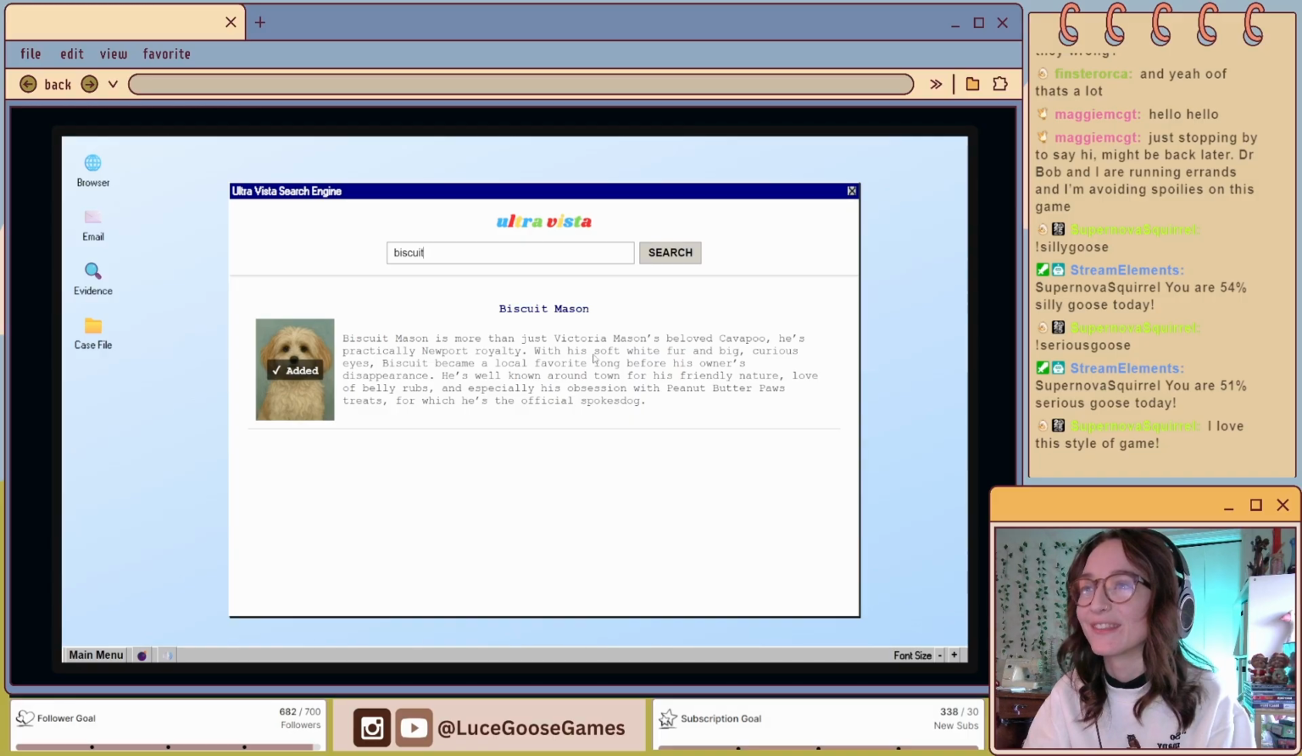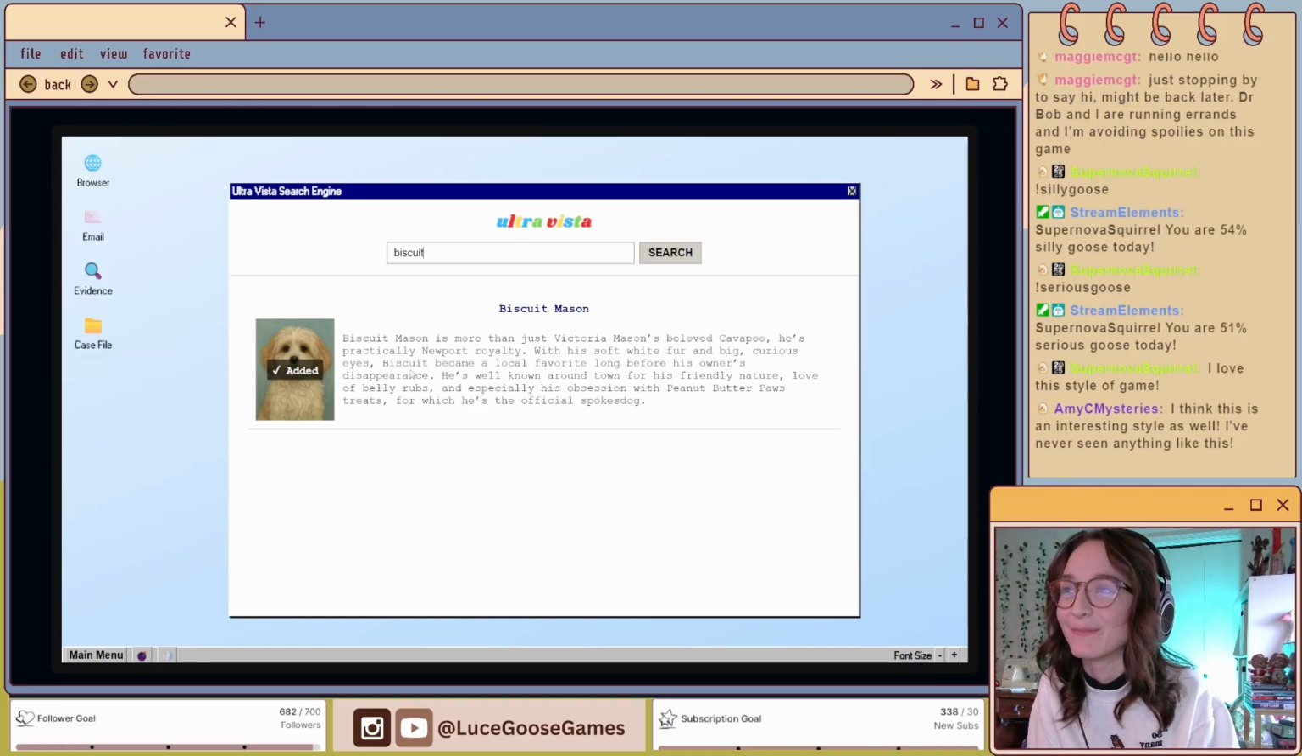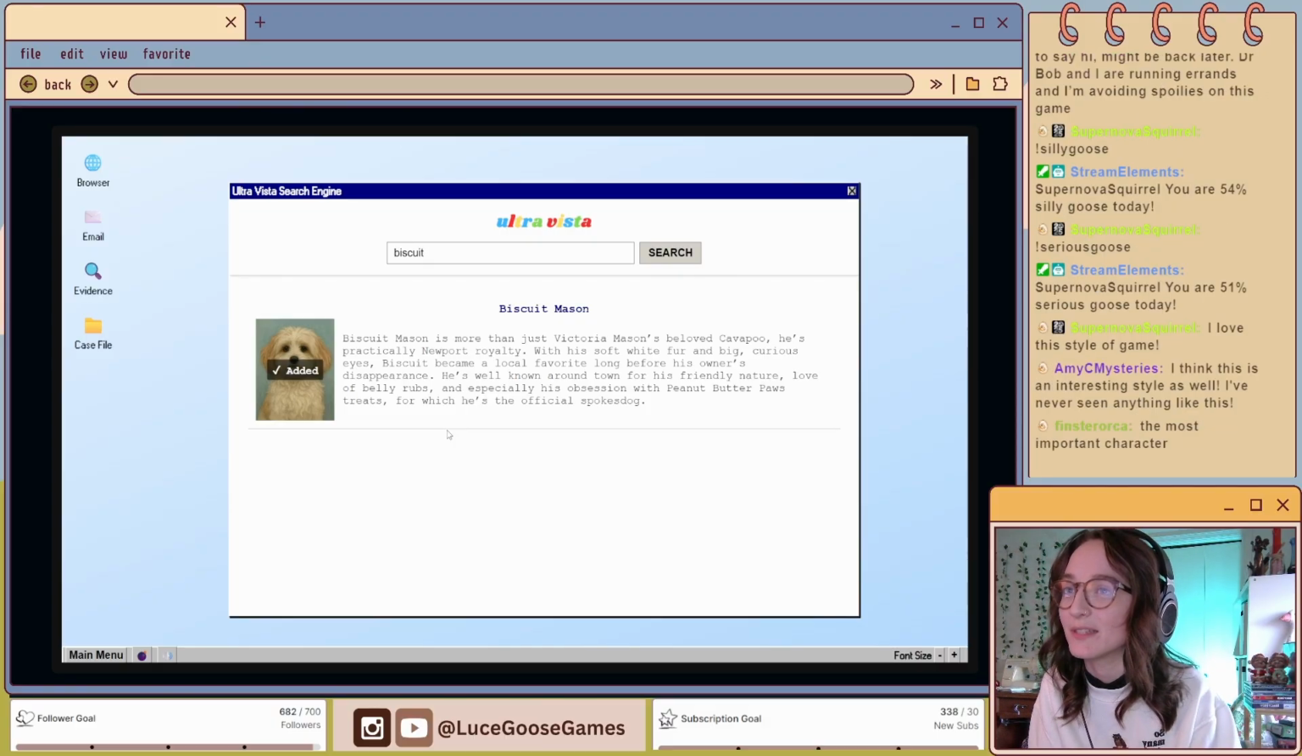Biscuit Mason is more than just Victoria Mason's beloved Cavapoo. He's practically Newport royalty. With his soft white fur and big curious eyes, Biscuit became a local favorite long before his owner's disappearance. He's well known around town for his friendly nature, love of belly rubs, and especially his obsession with peanut butter paws treats, for which he is the official spokesdog.